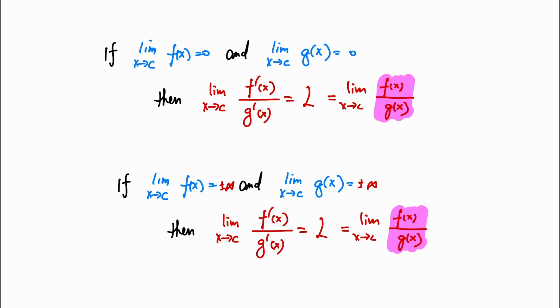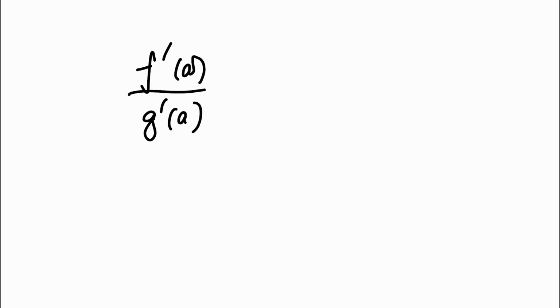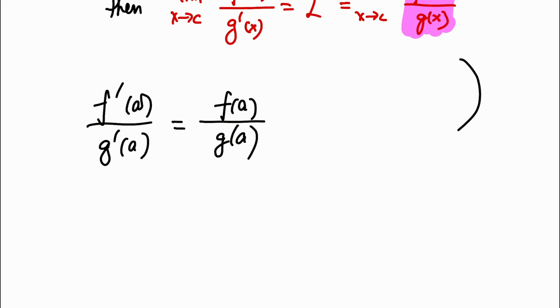So we will prove a special case of L'Hôpital's rule. That is the first section of the theorem, so the first section of the theorem, we'll try to prove that. If we start with f prime of a over g prime of a, we want to prove that this is equal to f of a over g of a. And we can try to prove that using the definition of derivative.